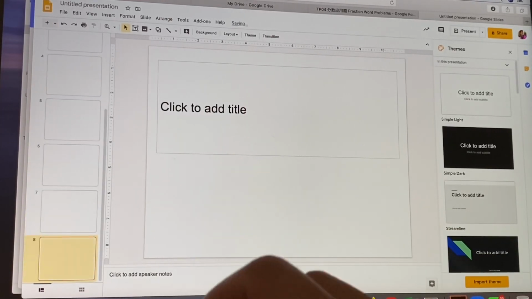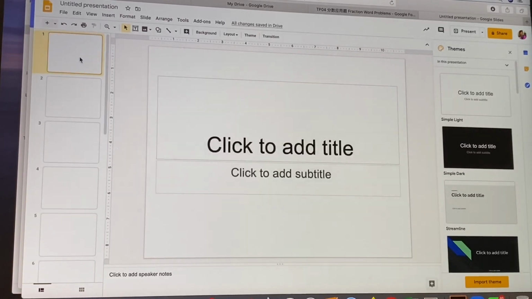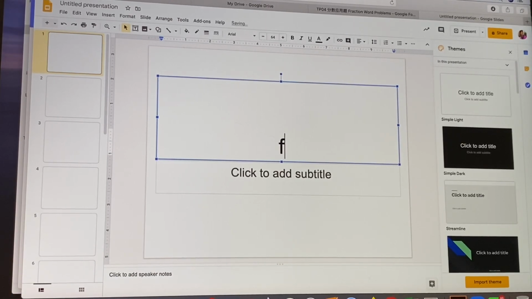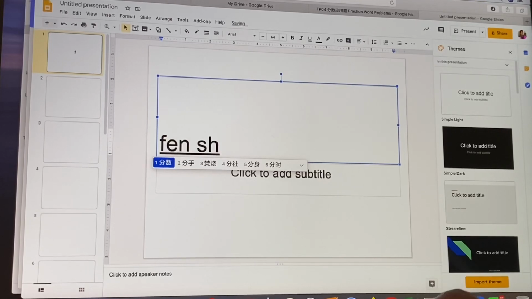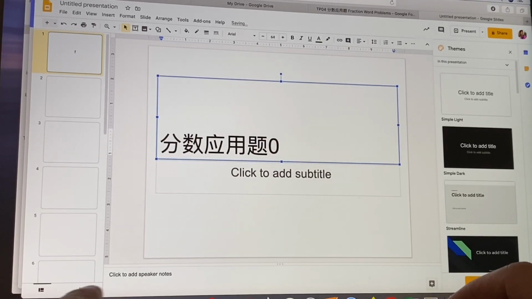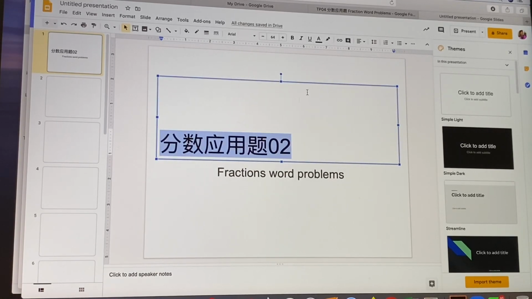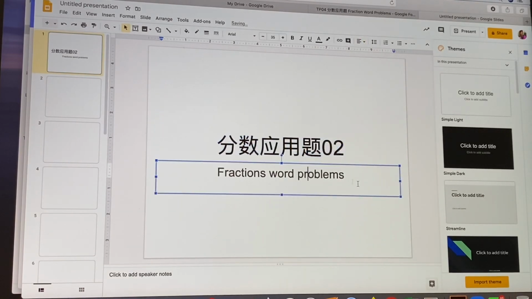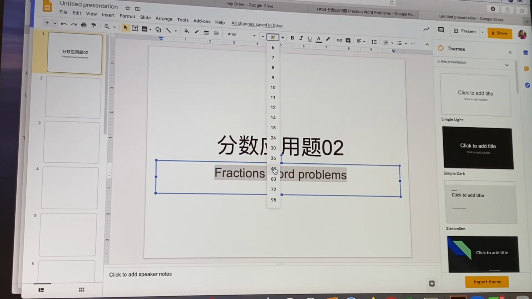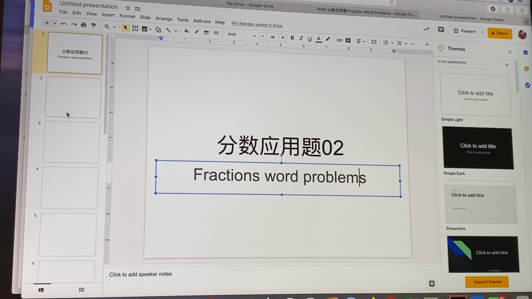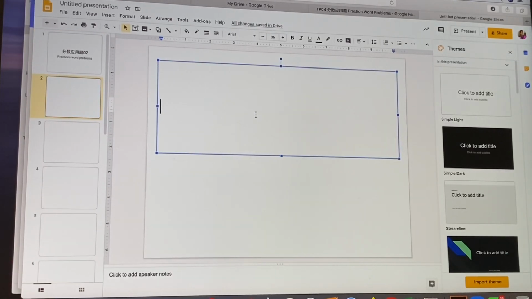Control M. 1, 2, 3, 4, 5, 6, 7, 8, 9, 10. Okay, sufficient amount. Fraction word problem. Fractions word problems. This one is in the middle. Okay, this one should be much larger. 48. Okay, why this color is light? Not important. So the first problem.